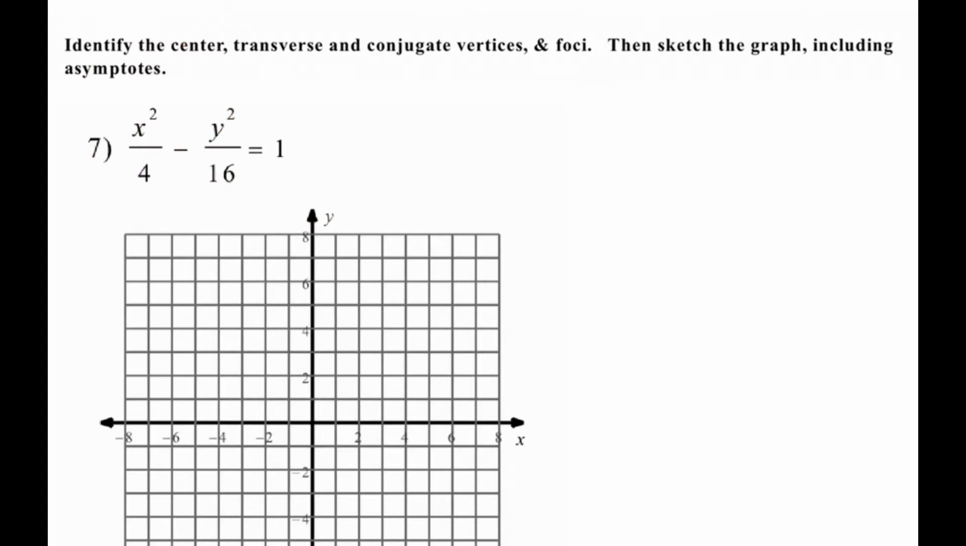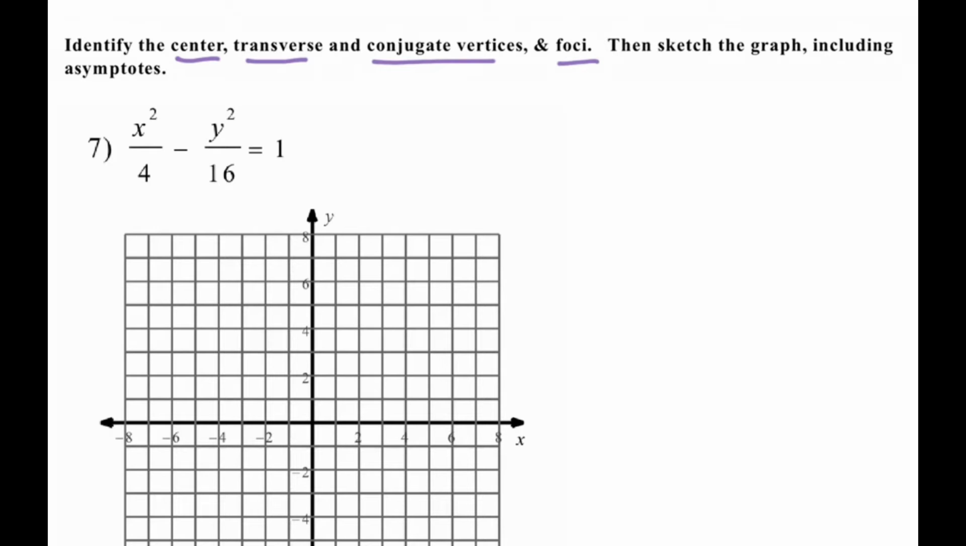Okay, so let's take a look at some examples. In your notes, we've got examples 7 through 12, and we're going to do those. You can do as many of these as you want in your notes, or all of them, whatever it takes for you to understand this. I want to know the center of your hyperbola, the transverse and the conjugate vertices, both of those points, and the foci, and then you're going to sketch the graph, including the asymptotes.